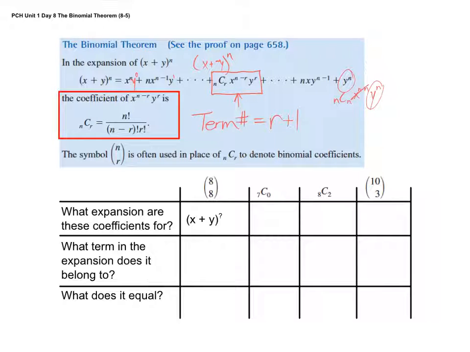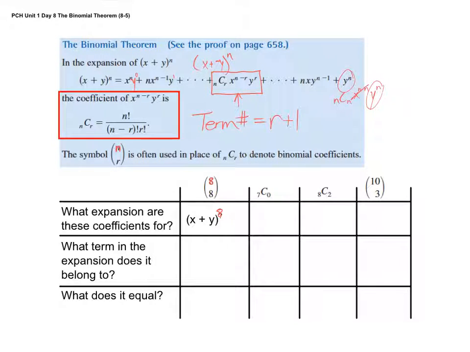It's 8, okay? Notice here, n is the top number, and n is the power you're raising your expansion to, right? So this must be to the 8th power, because this is an 8.